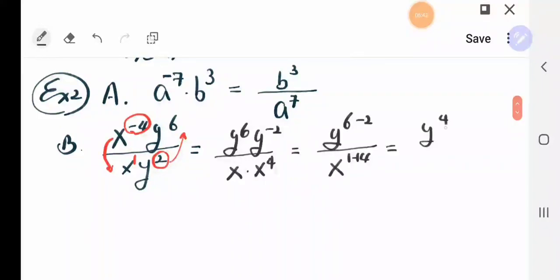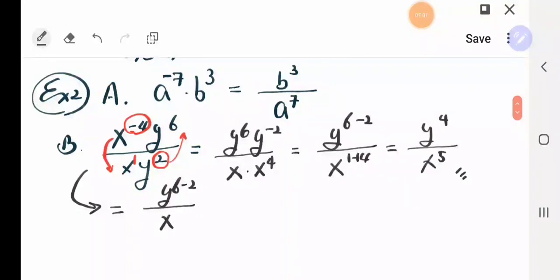So y to the 4th power divided by x to the 5th power. Okay, why don't we just use the mental math? For the numerator, move 2 to the numerator, then it will be y to the 6 minus 2, because 2 becomes minus 2. How about x? Move the numerator to the denominator, then the denominator exponent is 1, and then change the sign of negative 4, so it will be plus 4. So y to the 4th power divided by x to the 5th power.